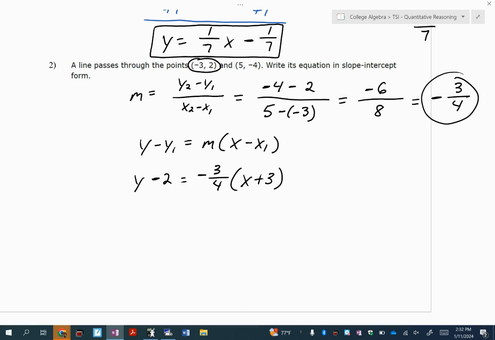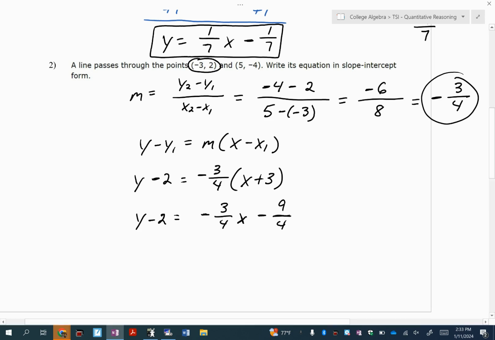Nice. All right, remember, this is the answer, but they want me to do some algebra to put it into slope-intercept form. So copy down the left side. Let's distribute the negative 3/4. Do you know what negative 3/4 times 3 is? It is negative 9/4. Very good, Jasmine.